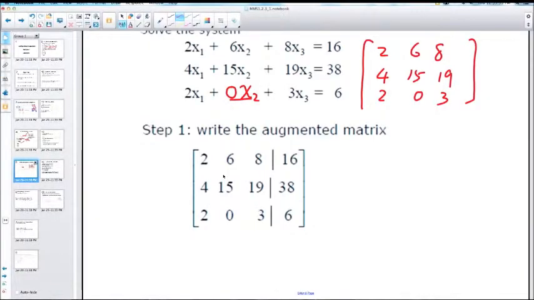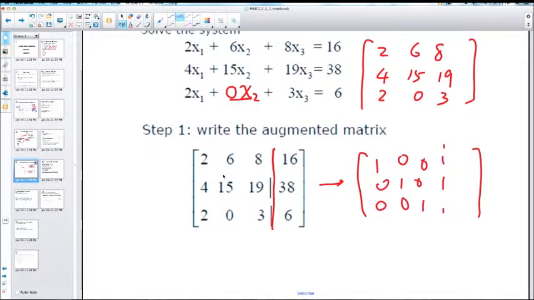So let's follow these 3 rules to solve the equation. Step 1, you write all the coefficients on the left hand and put a vertical line to separate the right hand, which are 16, 38, and 6. So your goal, ideally, is to write the left hand as 1, 1, 1, 0 everywhere, and then whatever is left on the right hand will be the solution of the 3 variables.